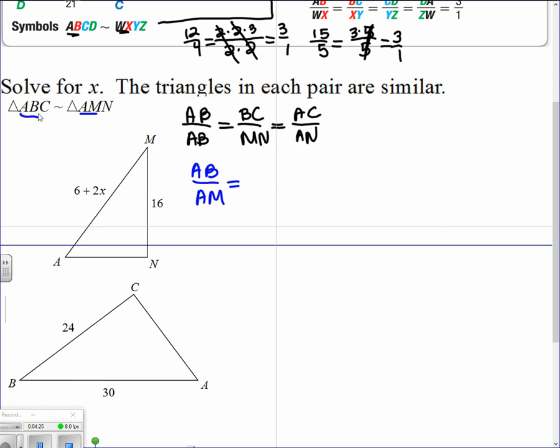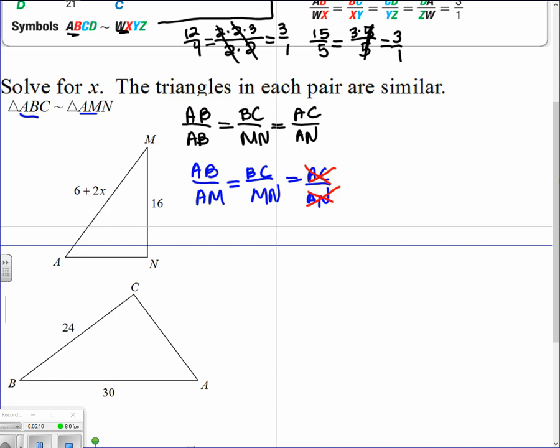Now this BC is to MN, length BC is to MN. And then the first and last letter, AC is to AN. So there was a mistake right here. Now I don't know CA, so I don't know this. I cannot use this because I don't know AC, and notice I don't know AN. So this will not be able to help me.